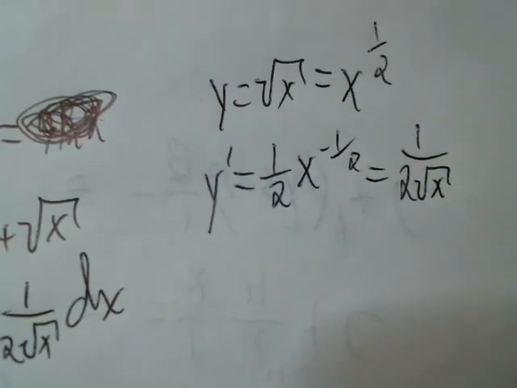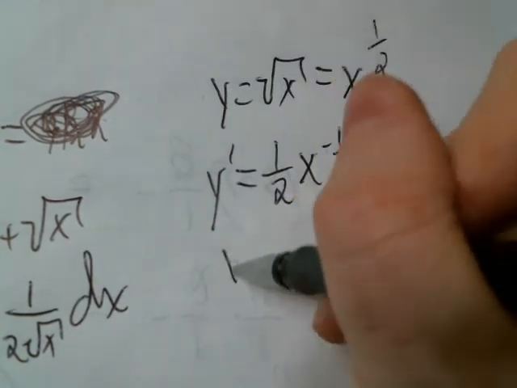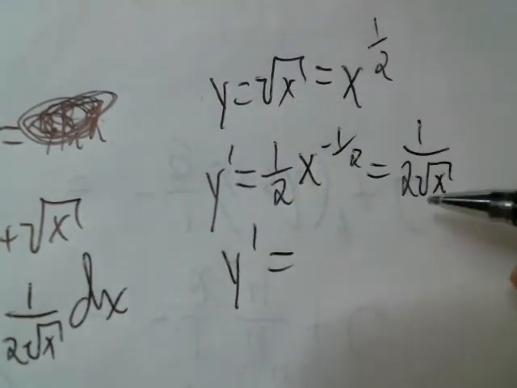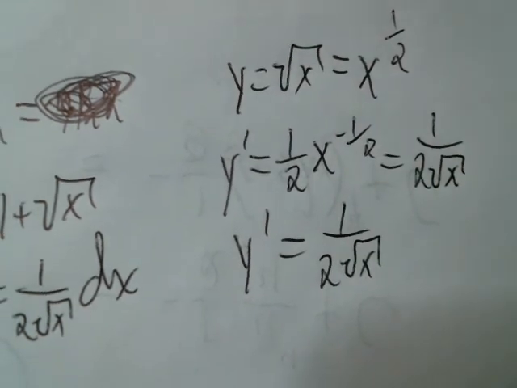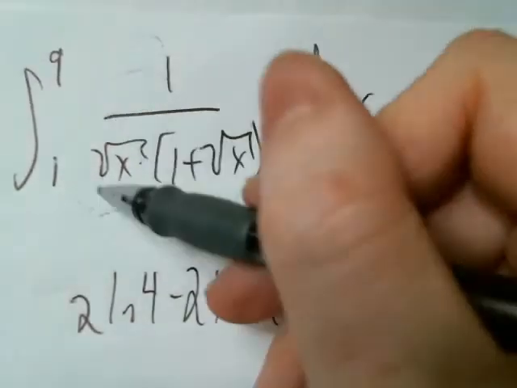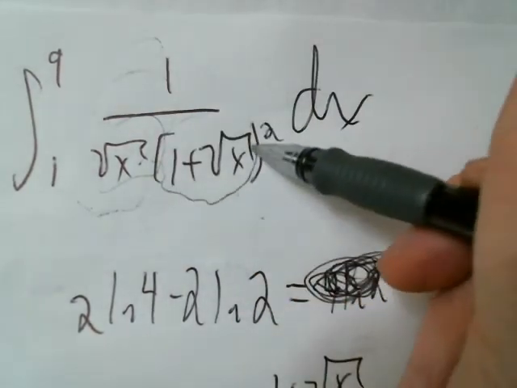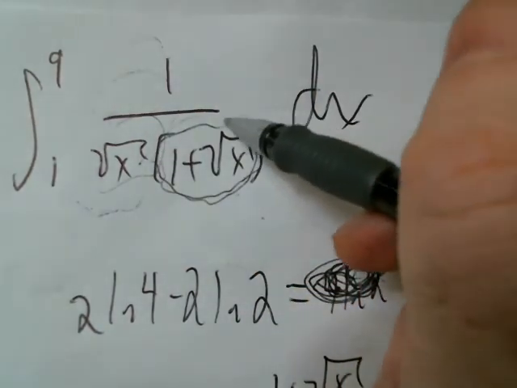If your job was doing calculus all day long, you would probably know the derivative of the square root of x is 1 over 2 root x. You just kind of have it memorized. So as soon as I saw this part in here, I was like, ooh, that sells it. I'm going to do my substitution on this part.